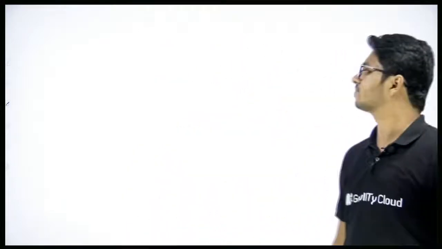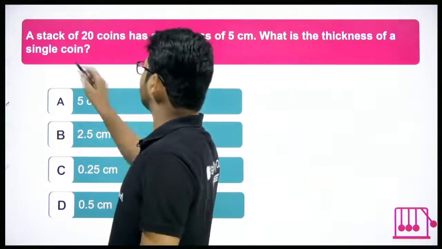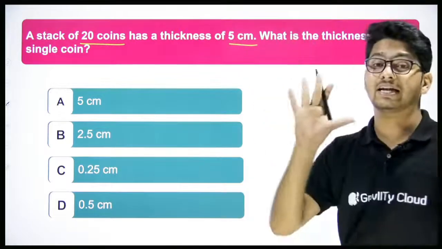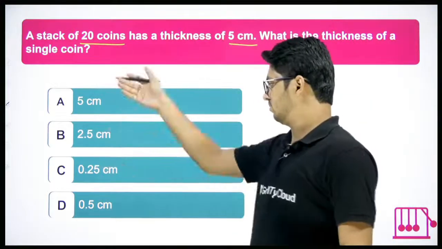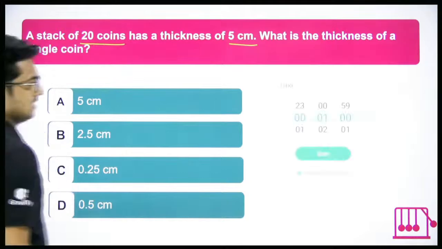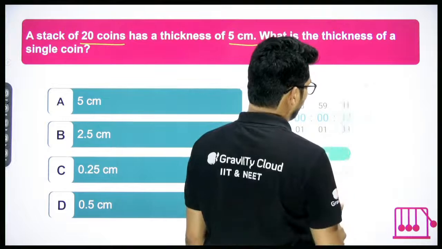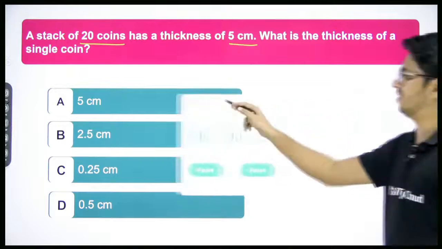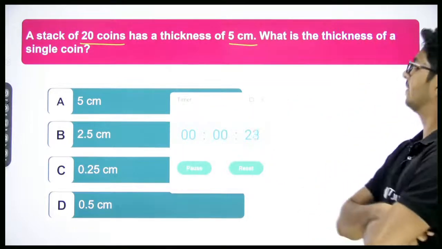Good? Okay. Next. Now here the question is this: a stack of 20 coins has a thickness of 5 centimeter. What is the thickness of a single coin? You have a few options. I'll give you 30 seconds of time for this. 30 seconds should be enough. So please solve it. Start. Everyone, please. Very quick. Simple and should be quick.